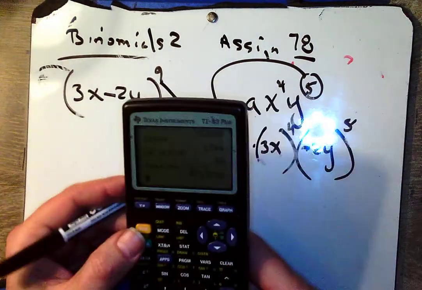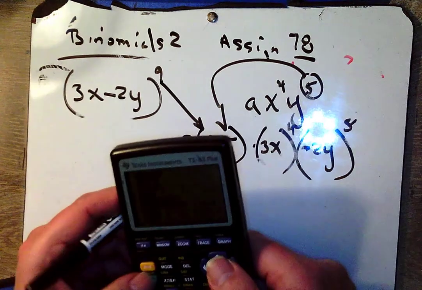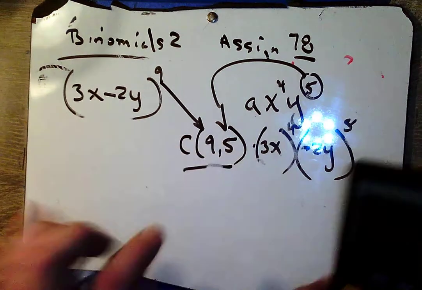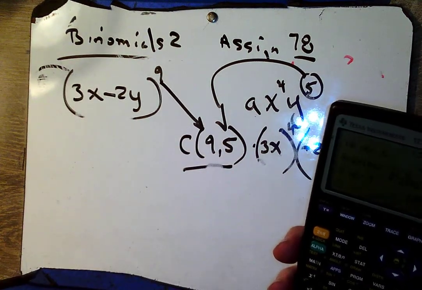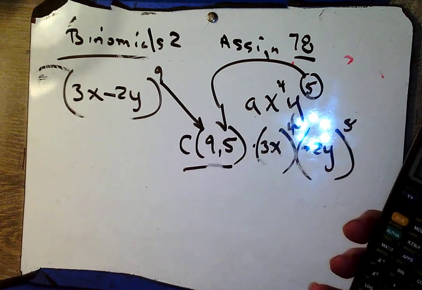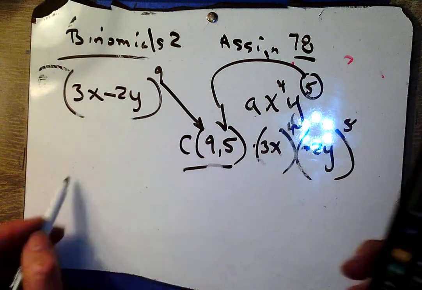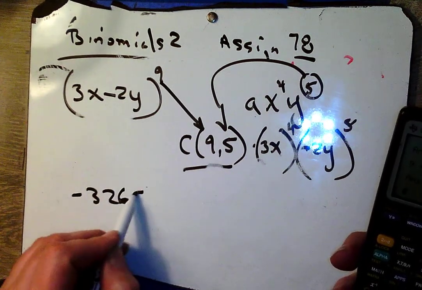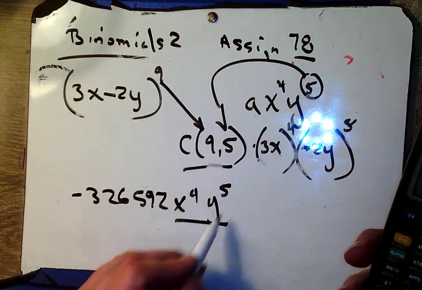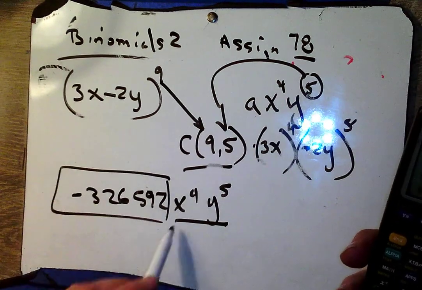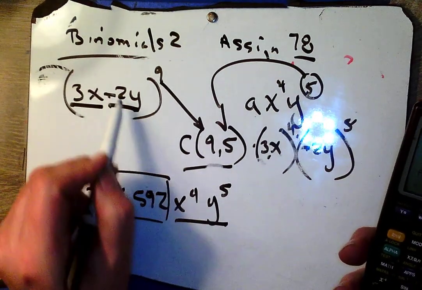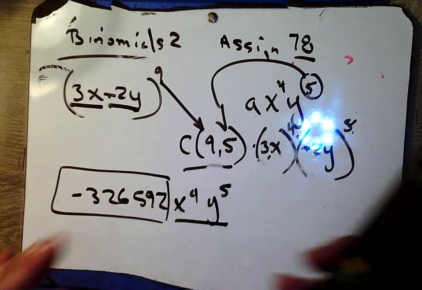So a combination of 9 choose 5 times 81, 3 to the fourth is 81, times negative 2 to the fifth is minus 32. And I get minus 32,592 x to the fourth, y to the fifth. See, I do get x to the fourth, y to the fifth, but only because I took that 3 and raised it to the fourth, and I took that minus 2 and raised it to the fifth. So don't lose those, please.